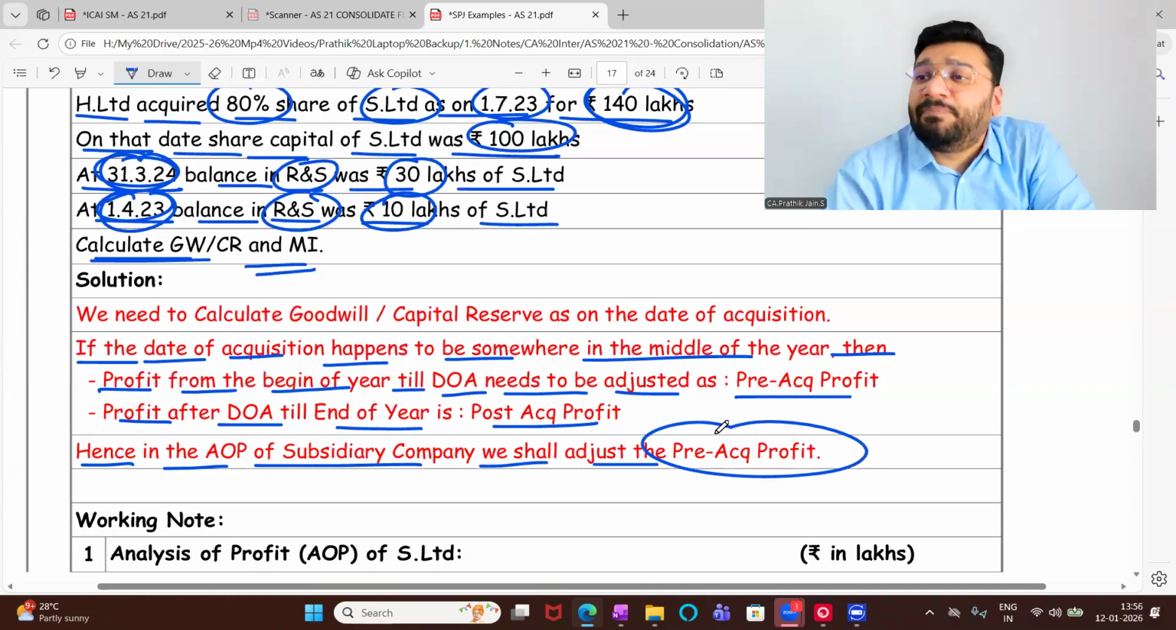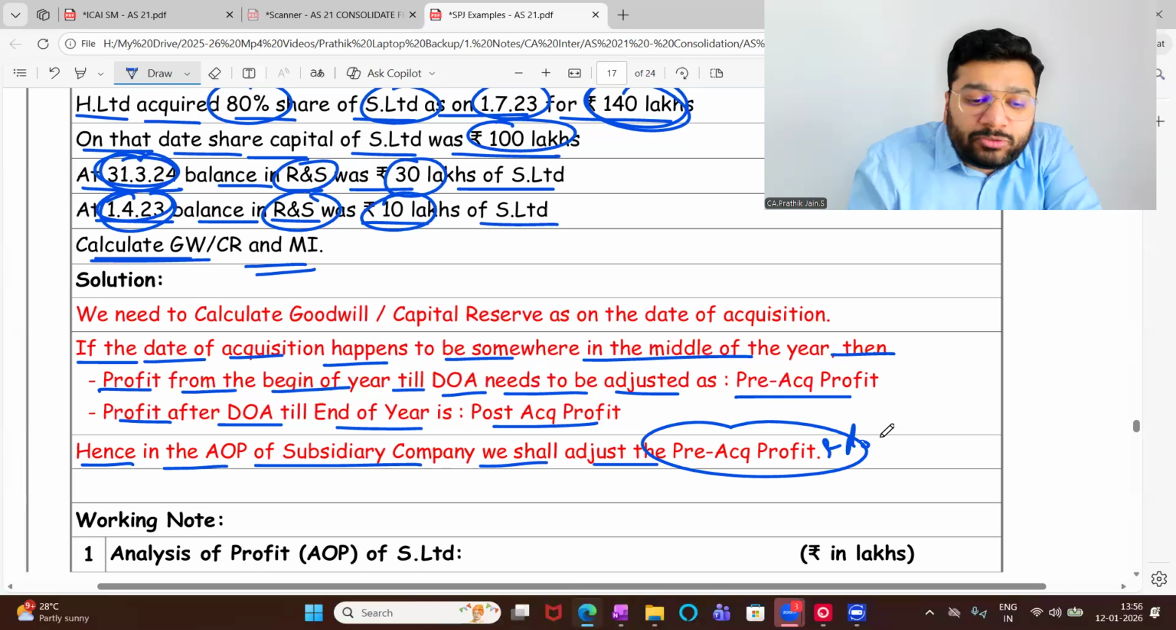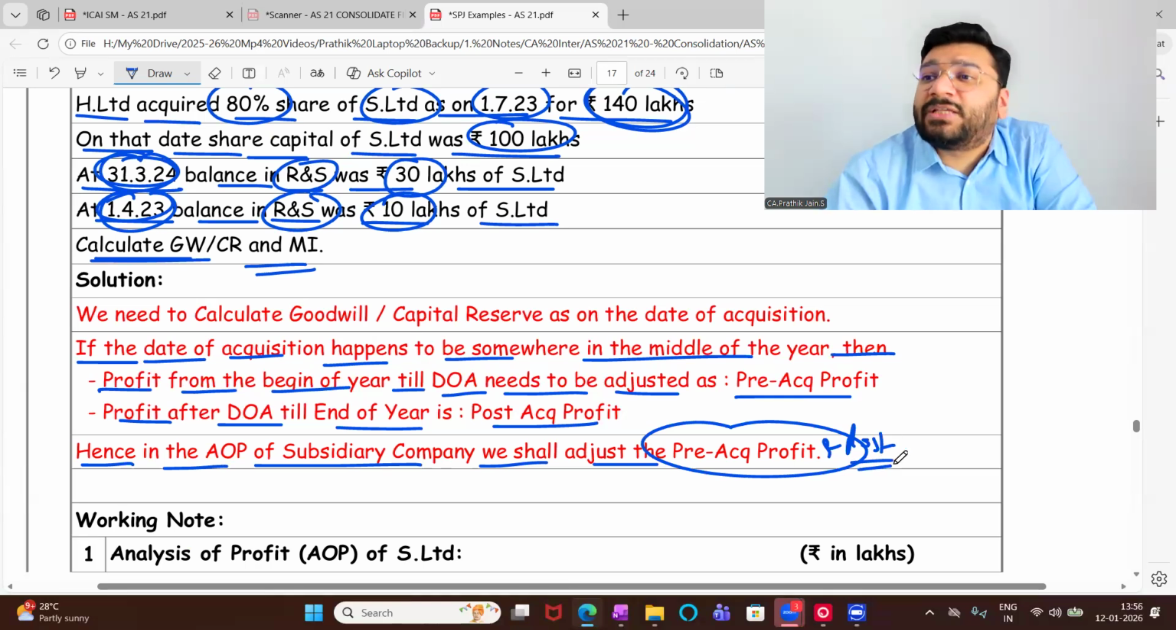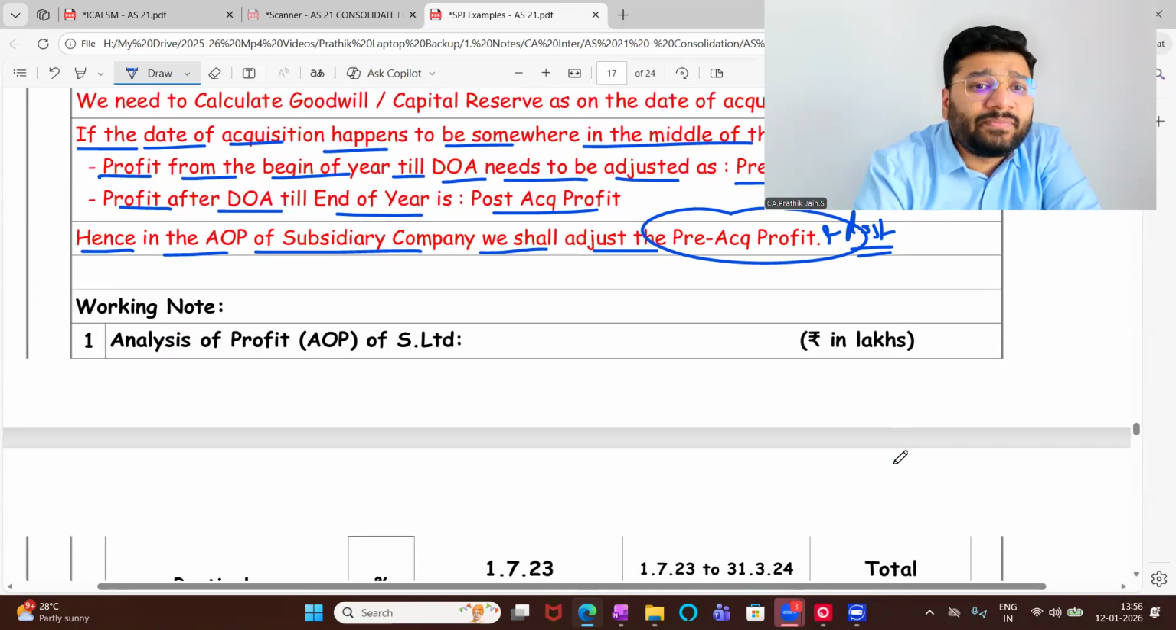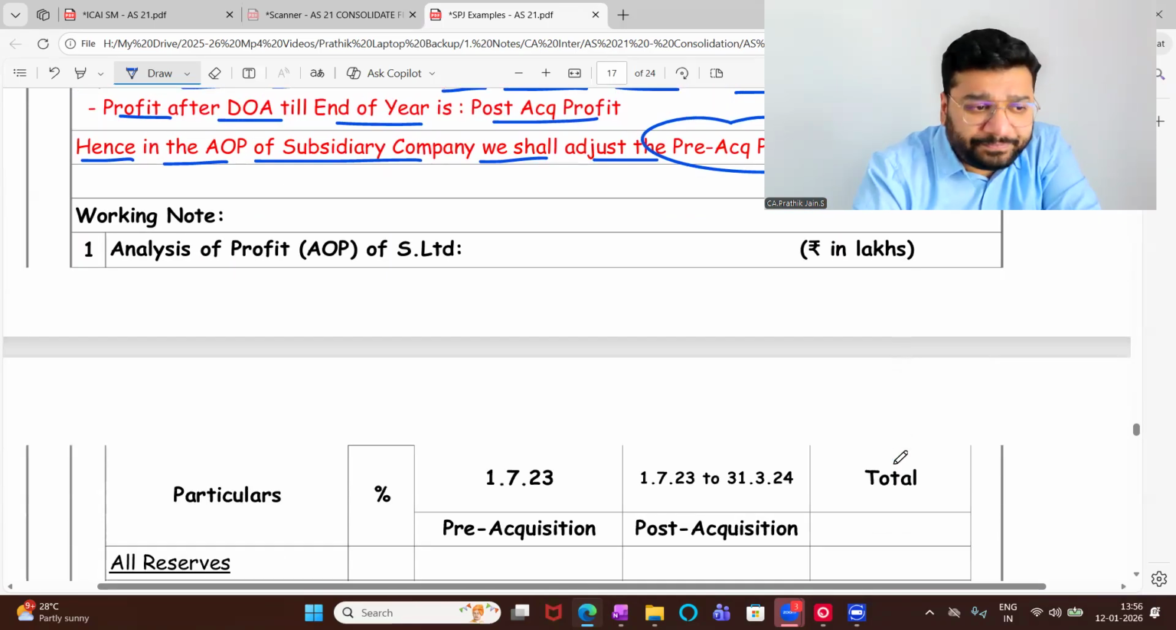We have to do adjustments for pre-profit and post-profit. For both pre and post, we have to do adjustment. This adjustment is called time adjustment. This is called time adjustment. Purvi, what is it called? Time adjustment. Now listen, what I've done.